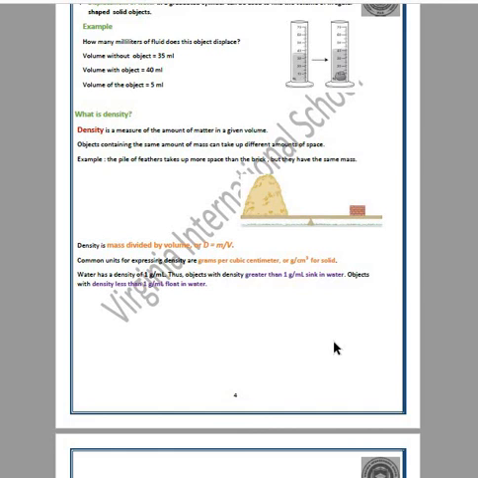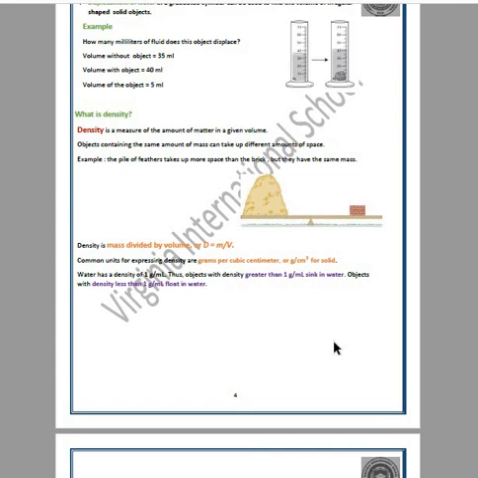Okay? Objects may have the same mass but different volumes, and we may have the same volume and different masses. So you have to know that density equals mass over volume, and the unit for measuring this is gram per cubic centimeter, or kilogram per cubic centimeter.